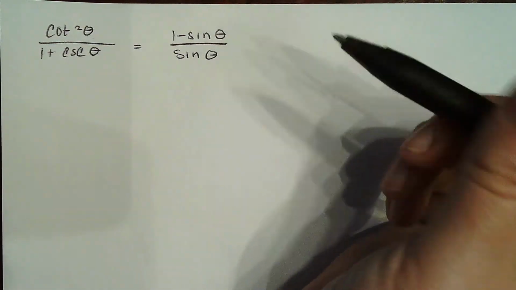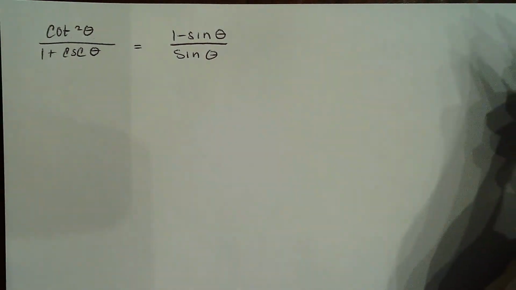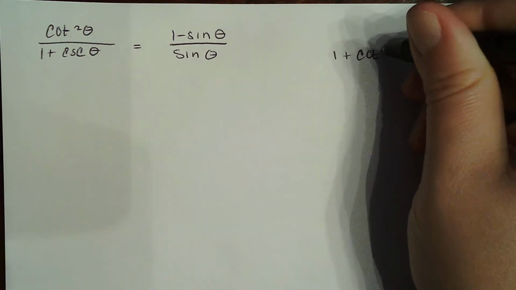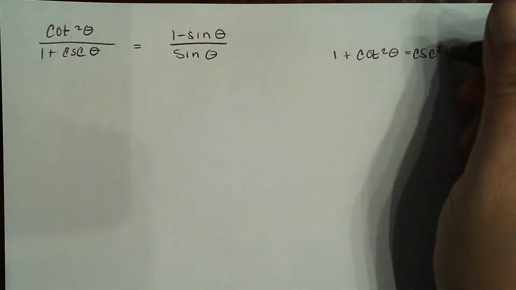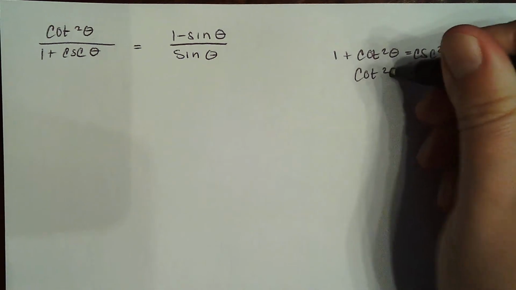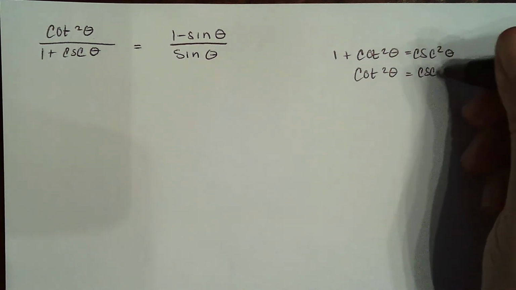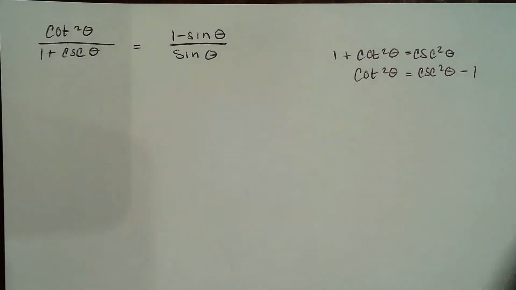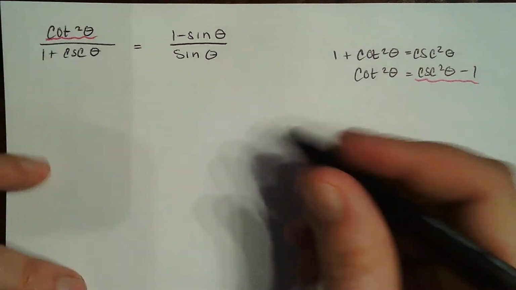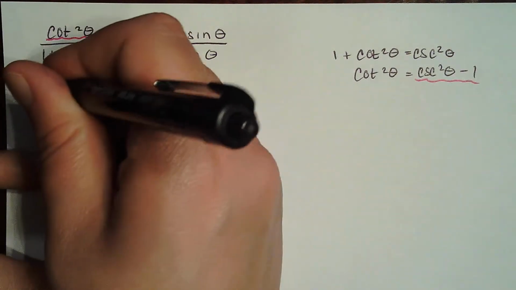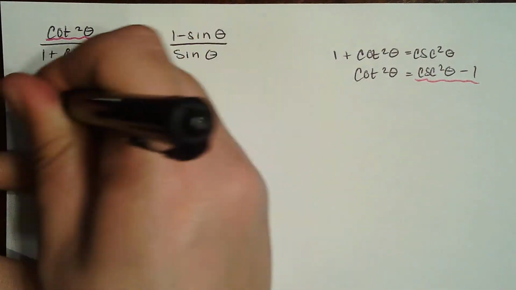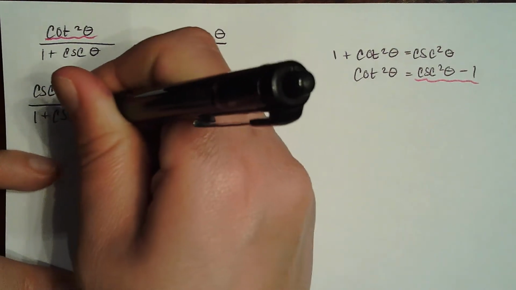I see the squared, and right away I'm thinking about the Pythagorean identity, and I know that it is 1 plus cotangent squared theta equals cosecant squared theta. So let me move the 1 over, and I'll have cotangent squared theta equals cosecant squared theta minus 1. And let me do the direct substitution. This equals that. So cosecant squared theta minus 1 equals 1 plus cosecant theta.